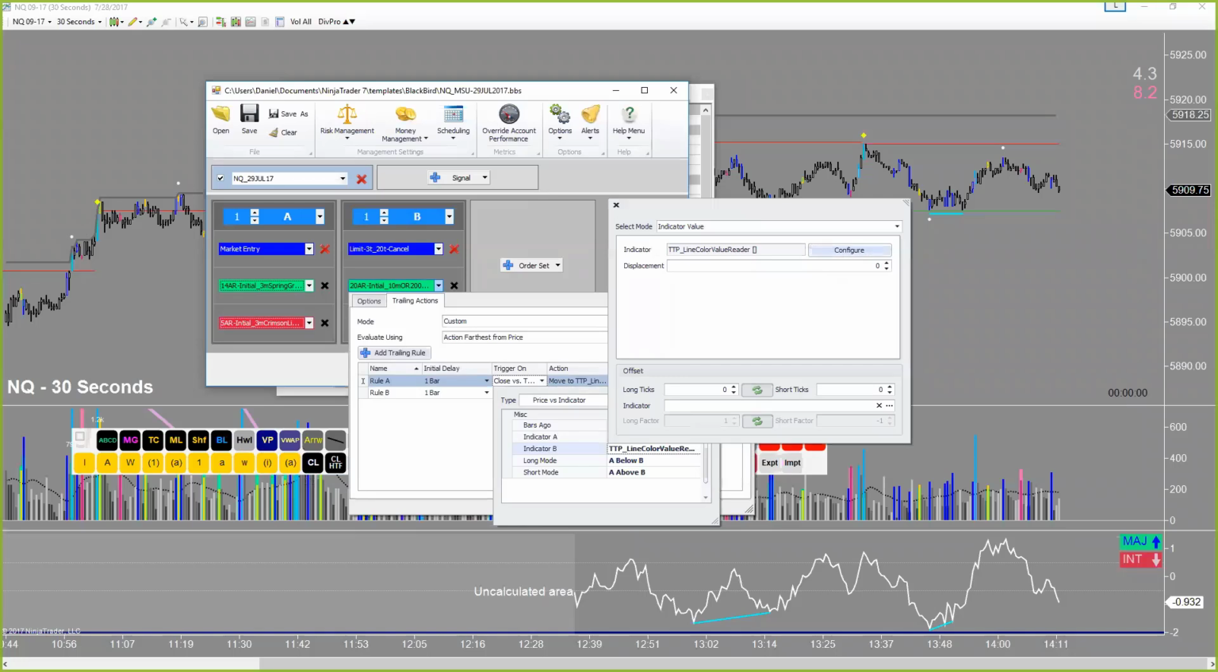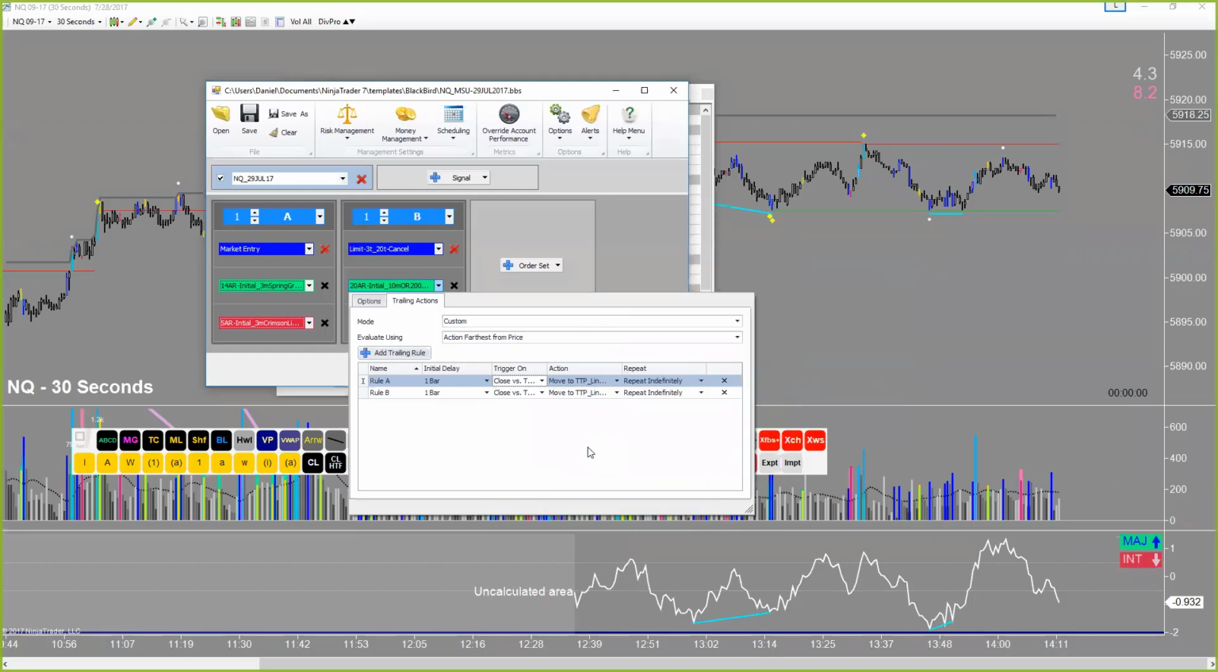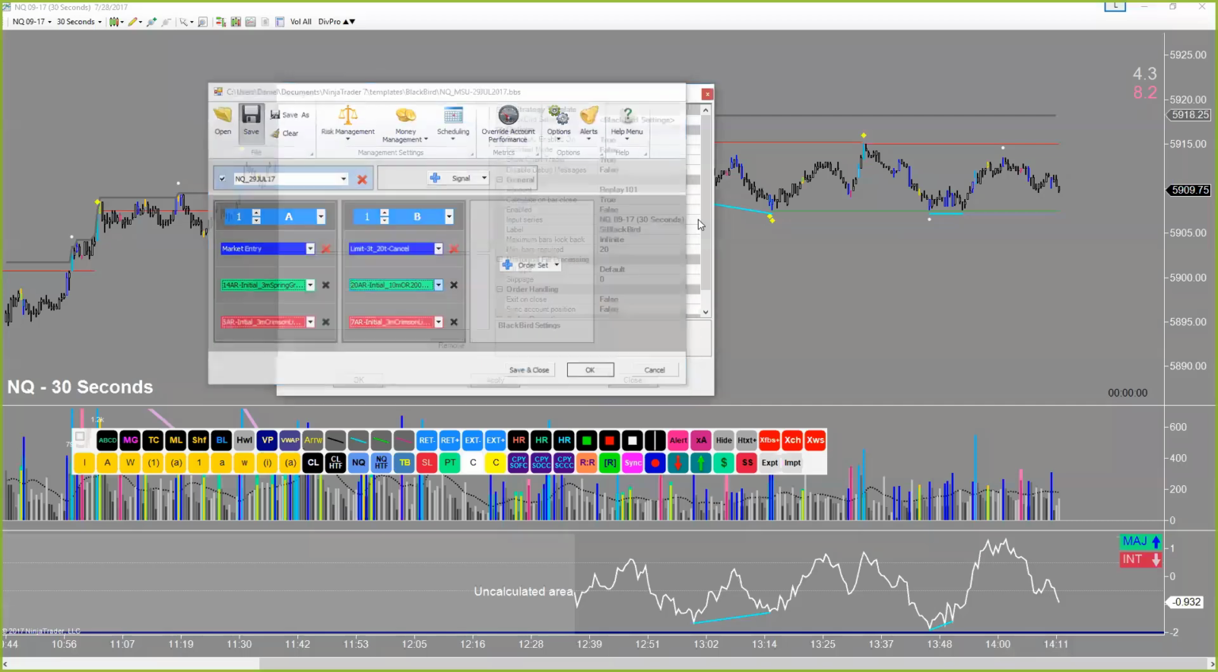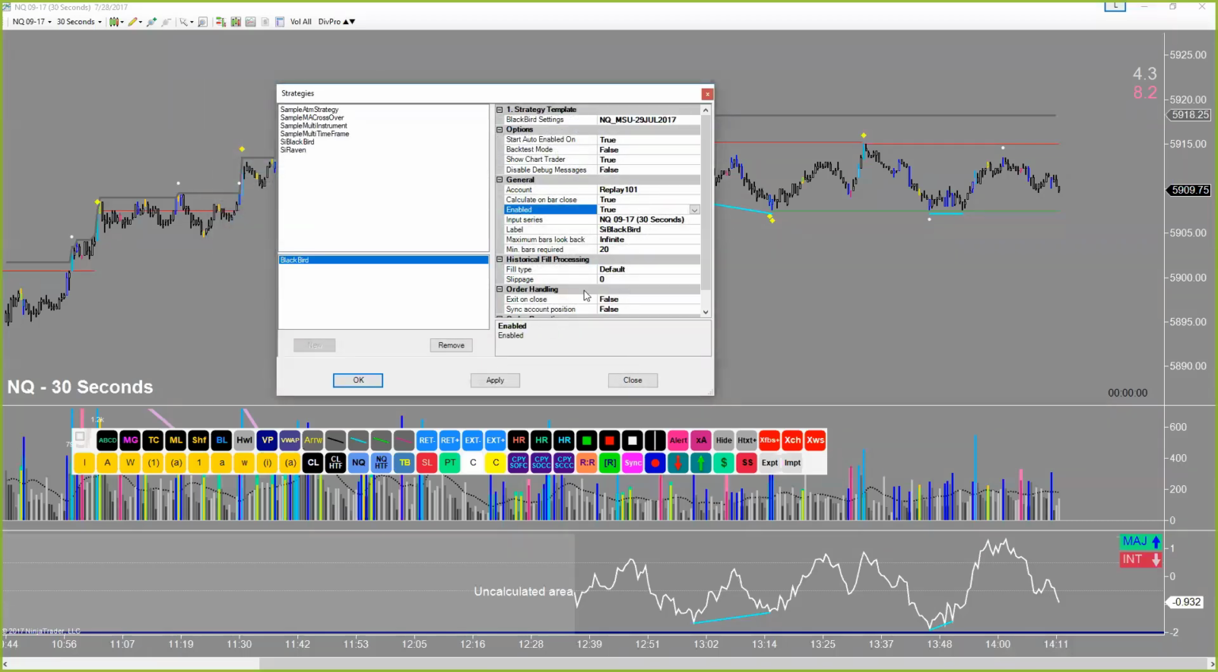So you can really define whatever you can possibly think of inside of Blackbird, any kind of trail, whatever sets of rules, from moving the orders to really anything that you could possibly think of. So I'm just going to save that, turn it on, and then turn on market replay here. I'm going to enable it. And now we're good to go.